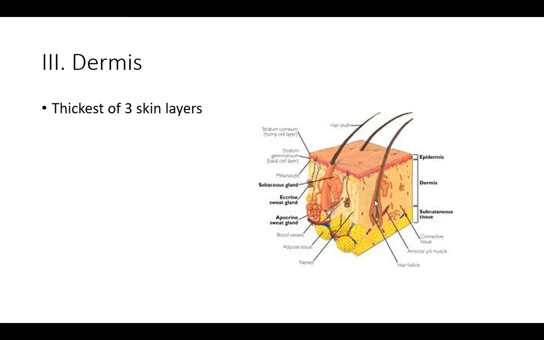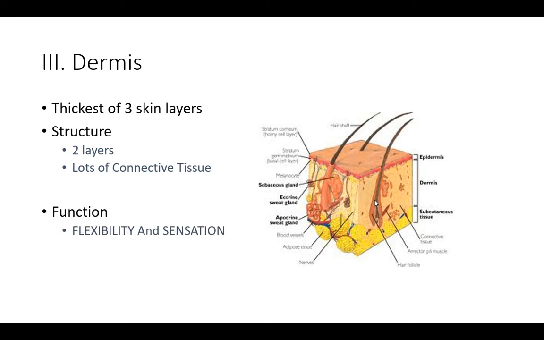So the dermis is the thickest of all three of our skin layers: epidermis, dermis, hypodermis. This one is the thickest. Within, we see a breakdown of two different layers, and we'll talk about the two layers that make up the dermis. There's a whole lot of connective tissue here in this layer. That connective tissue allows for the function of the dermis, which is flexibility, primarily, lots of stretch, and then sensation. We'll see some sensory receptors embedded in this layer that adds to that sensory function of our skin.